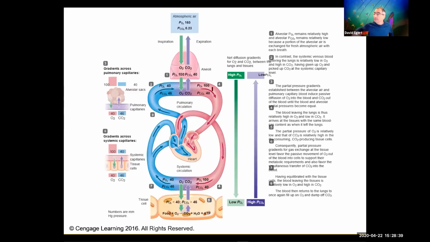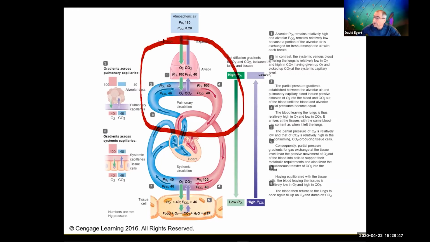This is kind of a review of where we left things. We talked about pulmonary circulation here. As the deoxygenated blood goes into the lungs, it's got a partial pressure of oxygen of around 40 millimeters of mercury. In the lungs, where the alveoli have 100 millimeters of mercury, there's a diffusion of oxygen from the lungs into the blood.